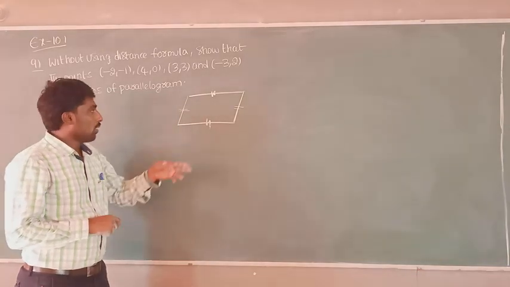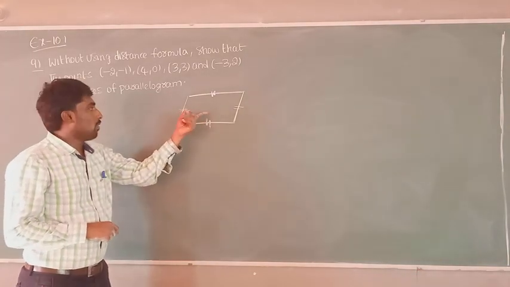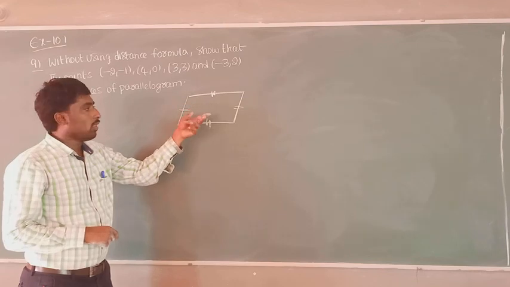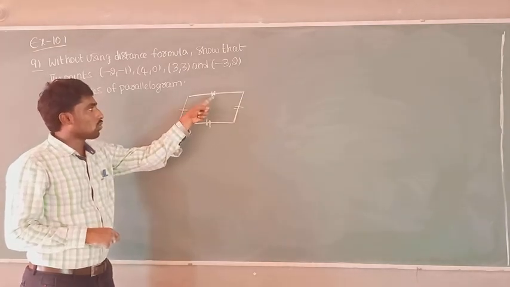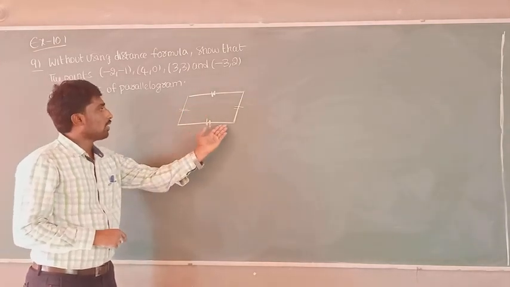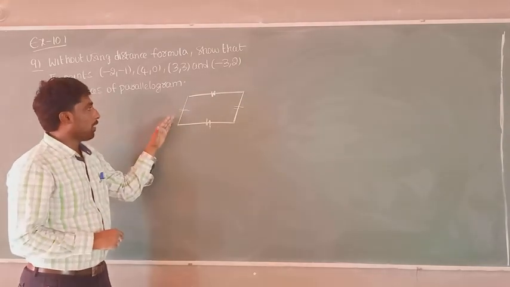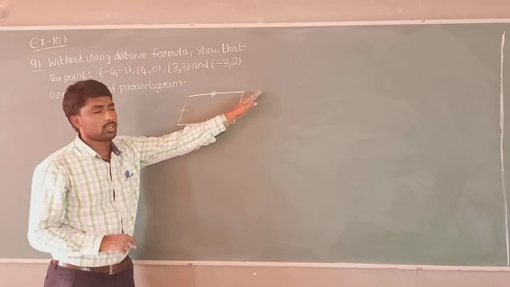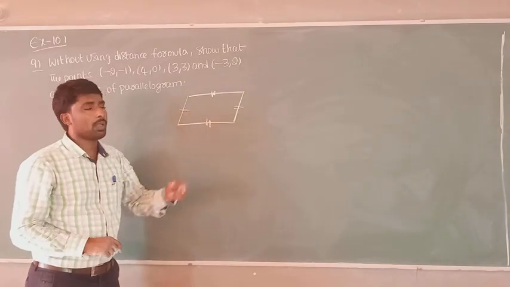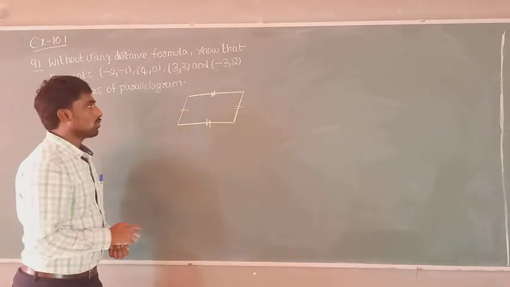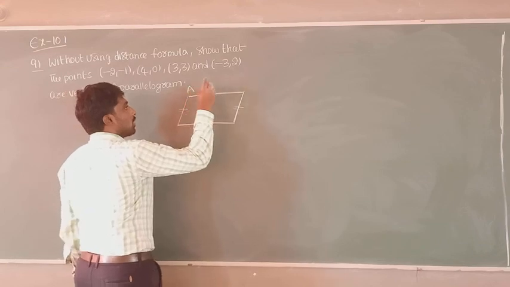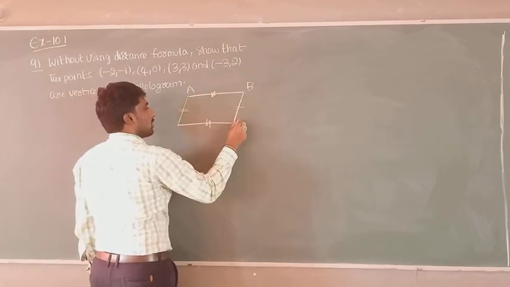So then here I have to apply the slope concept. The slope of this line equals the slope of this line, which means these two are parallel lines. Is it clear, everyone? So let me take this point as A, this point as B, this point as C, this point as D.